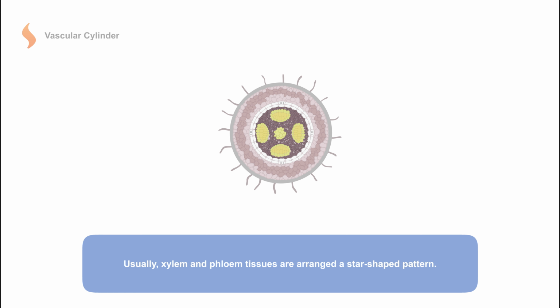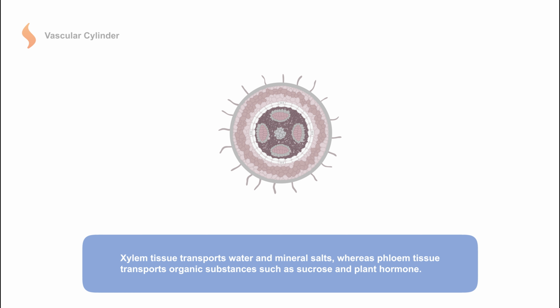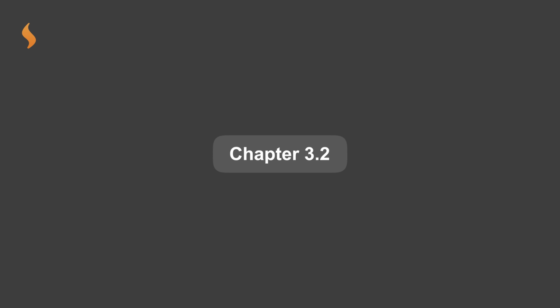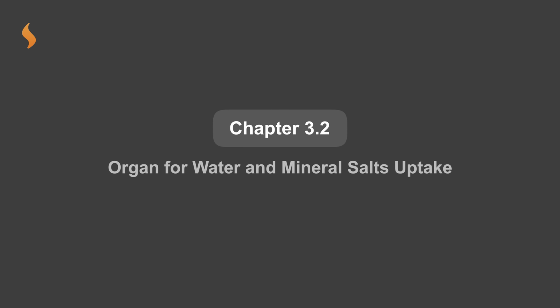Usually, xylem and phloem tissues are arranged in a star-shaped pattern. Xylem tissue transports water and mineral salts, whereas phloem tissue transports organic substances such as sucrose and plant hormone. This is the end of Chapter 3.2, Organ for Water and Mineral Salts Uptake.